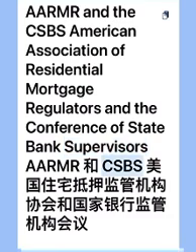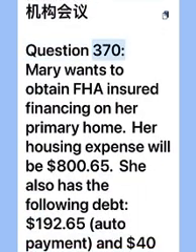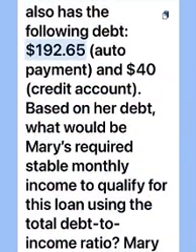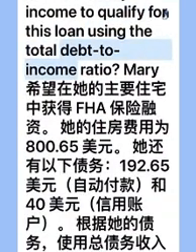Question 370. Mary wants to obtain FHA-insured financing on her primary home. Her housing expense will be $800.65. She also has the following debt: $192.65 auto payment, and $40 credit account. Based on her debt, what would be Mary's required stable monthly income to qualify for this loan using the total debt-to-income ratio?